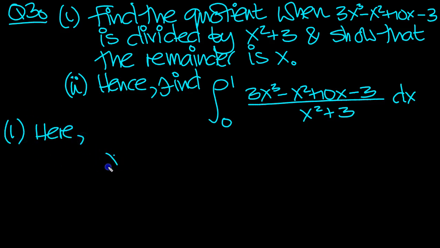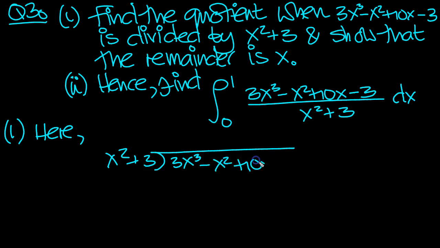So we've got x squared plus 3 and we want to divide that into the 3x cubed minus x squared plus 10x minus 3. Look at the leading terms. How many x squared is going to 3x cubed? Well, there's 3 lots of x, aren't there? Times it through, we get the 3x cubed, which is what we want, but we also get 9x.